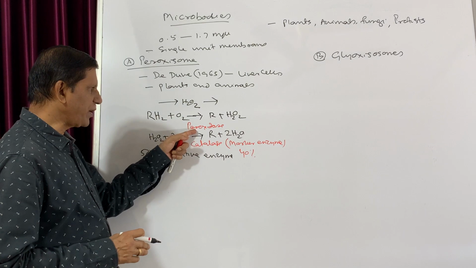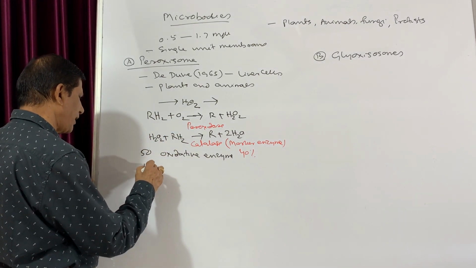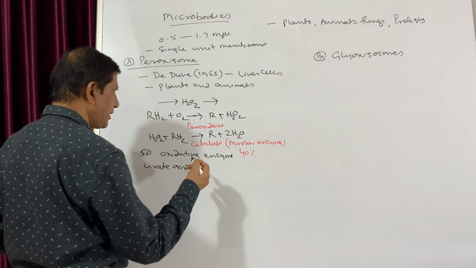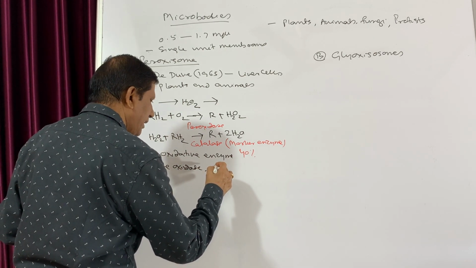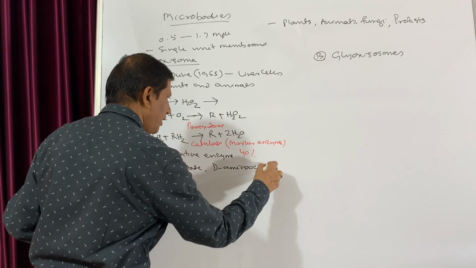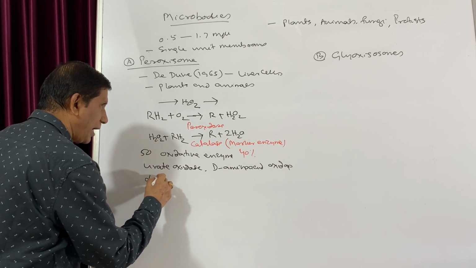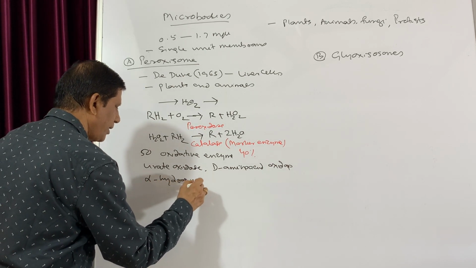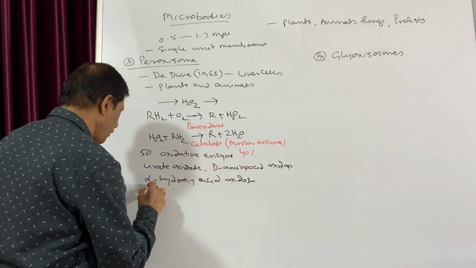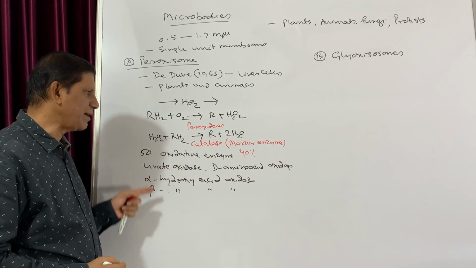And in addition to this peroxidase and catalase, there are also some other enzymes like urate oxidase, D-amino acid oxidase, alpha hydroxy acid oxidase, and also beta hydroxy acid oxidase. So these are the different enzymes present.